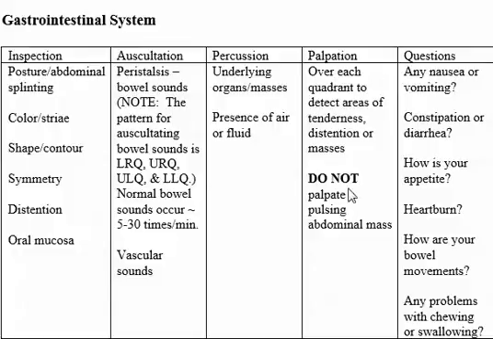Now, you do not want to palpate a pulsing abdominal mass because that could be an abdominal aneurysm. The questions you want to ask them: do they have any nausea or vomiting, constipation or diarrhea? How's your appetite? Do you have any heartburn? How are your bowel movements? And do you have any problems with chewing or swallowing? And that's it.